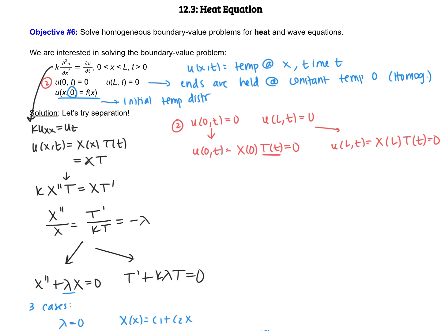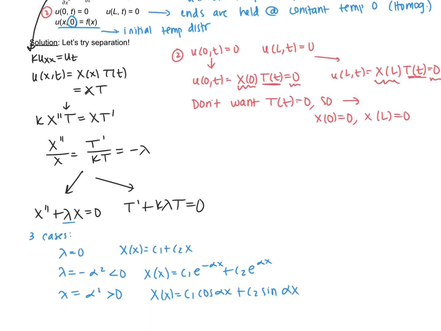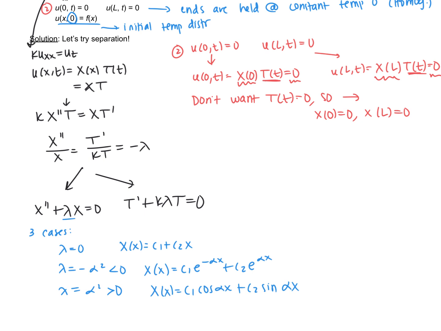Well, we really don't want T of t to be equal to 0, right? That would give us a solution that we don't really care about. So we don't want T of t to be equal to 0. What that gives us then is that X of 0 is equal to 0 and X of L is equal to 0. That's the only way that those equations would be true. That's pretty convenient because we can now return to our 3 cases.